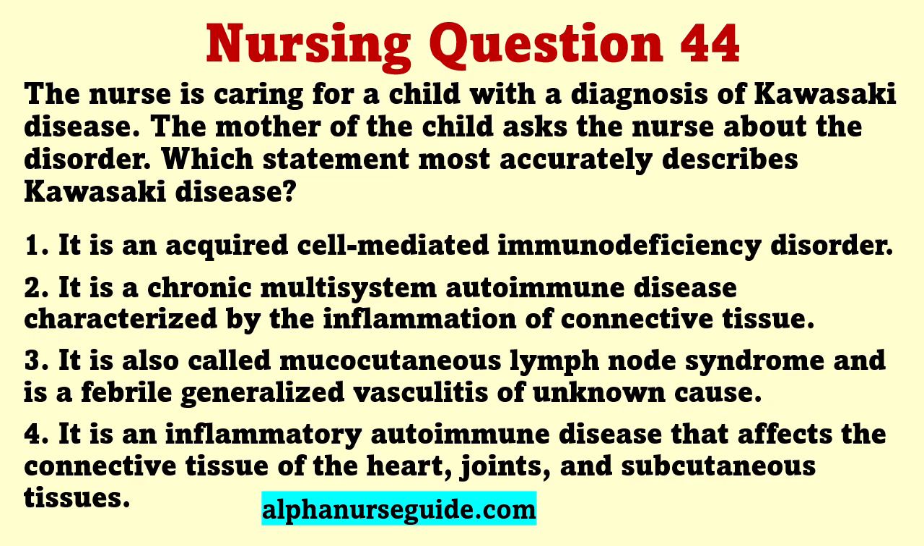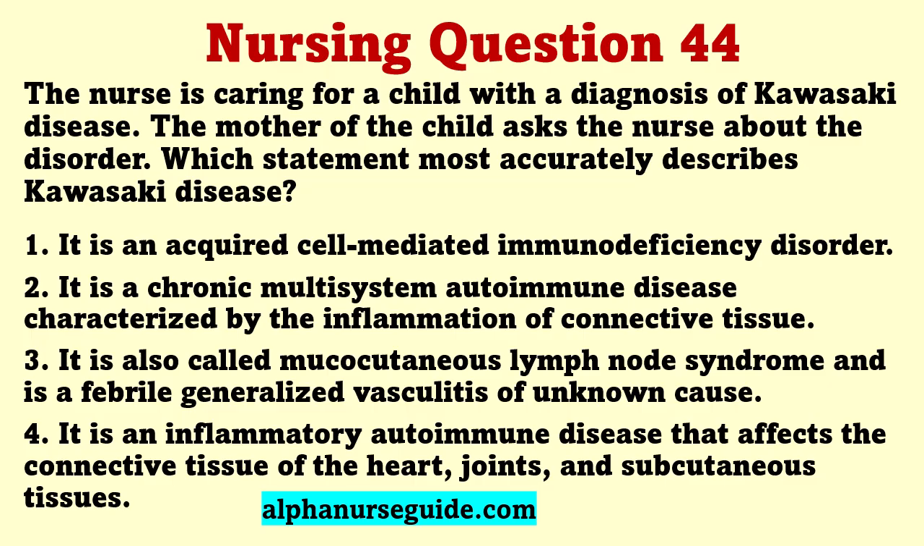The nurse is caring for a child with a diagnosis of Kawasaki disease. The mother of the child asks the nurse about the disorder. Which statement most accurately describes Kawasaki disease? 1. It is an acquired cell-mediated immunodeficiency disorder. 2. It is a chronic multisystem autoimmune disease characterized by the inflammation of connective tissue. 3. It is also called mucocutaneous lymph node syndrome and is a febrile generalized vasculitis of unknown cause. 4. It is an inflammatory autoimmune disease that affects the connective tissue of the heart, joints, and subcutaneous tissues.